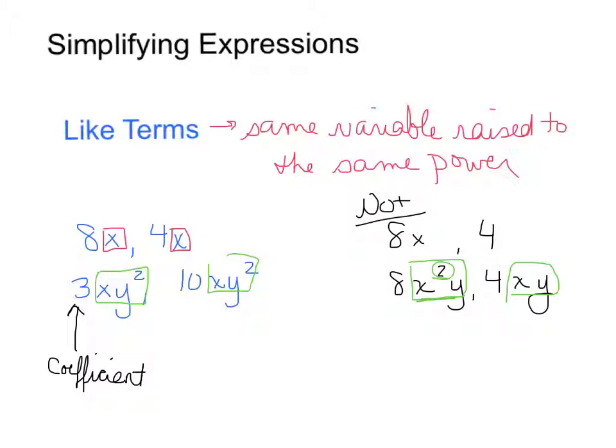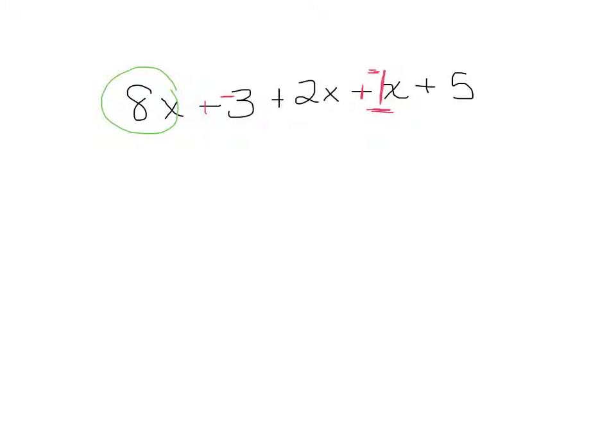So what happens when I go to simplify expressions? Let's say I gave you 8x minus 3 plus 2x minus x plus 5. The important thing is to pull together the like terms. Keep in mind that the subtraction is like adding a negative 3. This is like adding a negative x. Whenever there's no coefficient written, it's understood to be one of that particular item. So let's collect all the like terms.